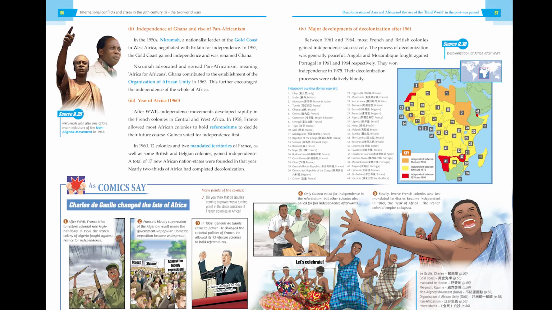3. In 1958, General de Gaulle came to power. He changed the colonial policies of France. He allowed its 13 African colonies to hold referendums. 4. Only Guinea voted for independence in the referendum, but other colonies also called for full independence afterwards. 5. 12 French colonies and 2 mandated territories became independent in 1960, the year of Africa. The French colonial empire collapsed.